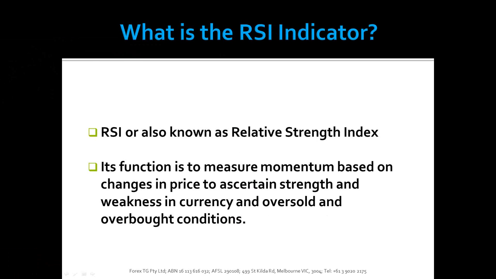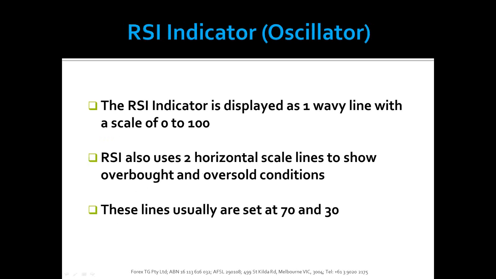What is the RSI Indicator? RSI is also known as Relative Strength Index. Its function is to measure momentum based on changes in the price to ascertain strength and weaknesses in currency and oversold and overbought conditions. The RSI indicator is displayed as a wavy or squiggly line with a scale of 0 to 100. The RSI also uses 2 horizontal scale lines to show overbought and oversold conditions. Those lines are usually set at 70 and 30. Some people use 20 and 80, but as a default, most of the time it's 70 and 30.